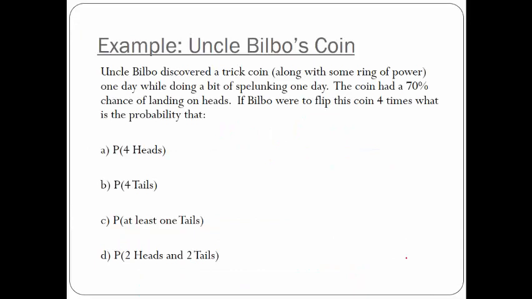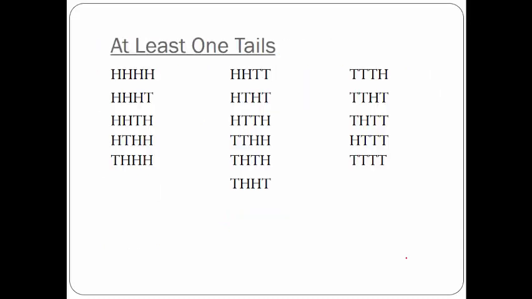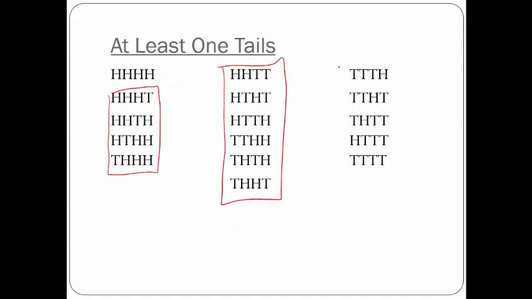I'll give you another example. We did this one in class with Uncle Bilbo's trick coin. At least 1 tails. So we'll go right back to the at least 1. Again, here's how it could work. At least 1 tail, that means it could be 1. Here's all the examples of 2 tails. Here's all the examples of 3 tails, and then there's 4 tails. Well, the thing of it is we've got a lot of ways to get at least 1. Now, there's only one example up here, heads, heads, heads, heads, that's not got a tails.